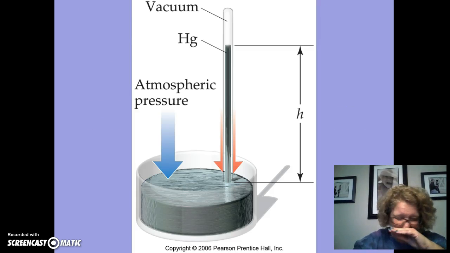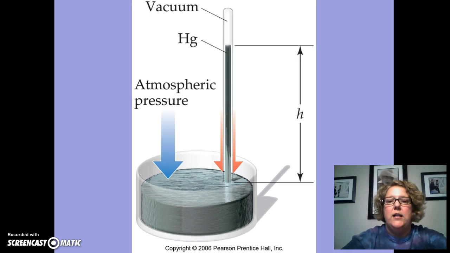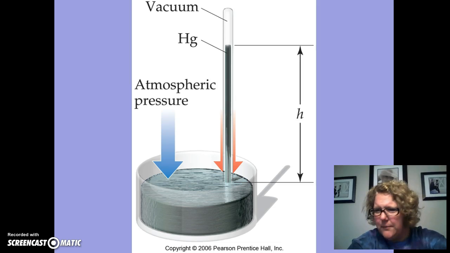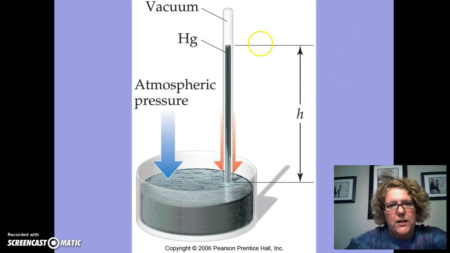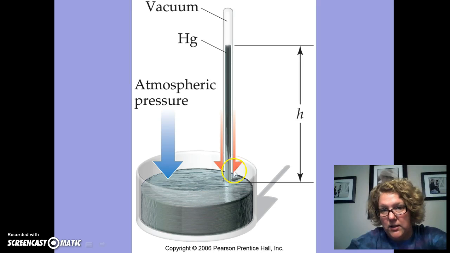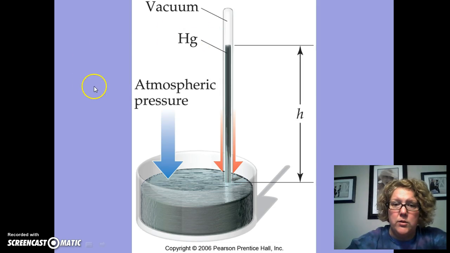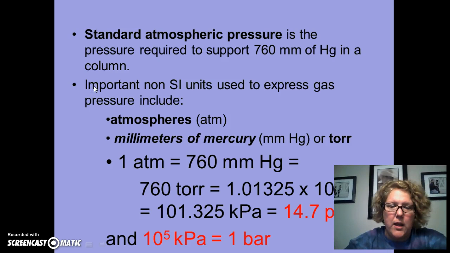So it's kind of weird. Sorry, it's kind of weird that we would measure pressure in millimeters and then of mercury at that. But once you see this picture, it kind of makes sense. So there's about 1 atm of pressure pushing on this mercury, which then pushes it up this tube to a height of around 760 millimeters. So that's how a barometer works.